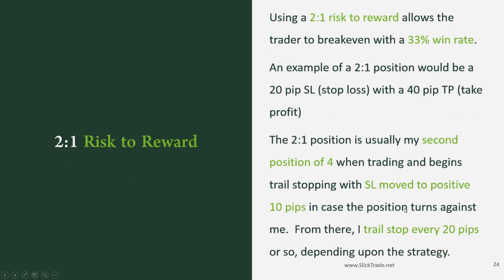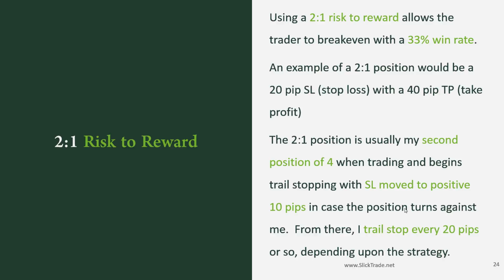Now a 2-to-1 risk to reward allows the trader to break even with a 33% win rate. Now that's pretty good, okay? So even if you don't have a very effective strategy, if you're using good risk to reward ratios, you're still going to more than likely be a profitable trader, okay? So an example of a 2-to-1 position would be a 20 pip stop loss with a 40 pip take profit.